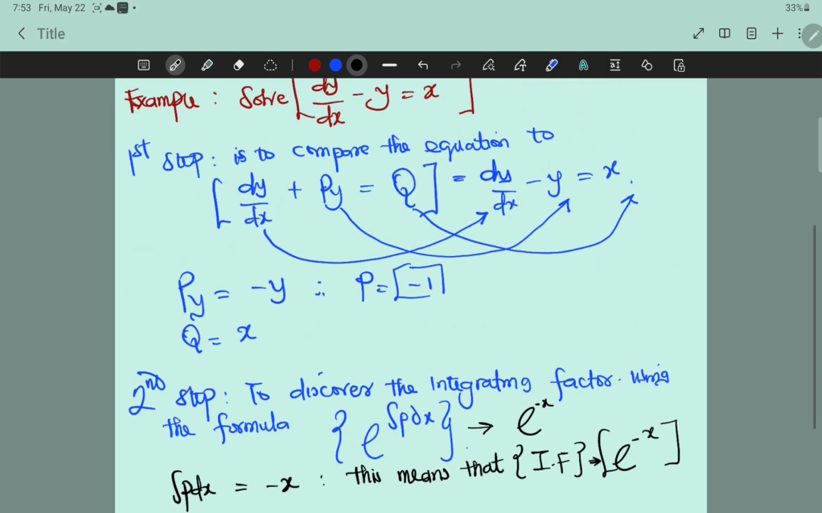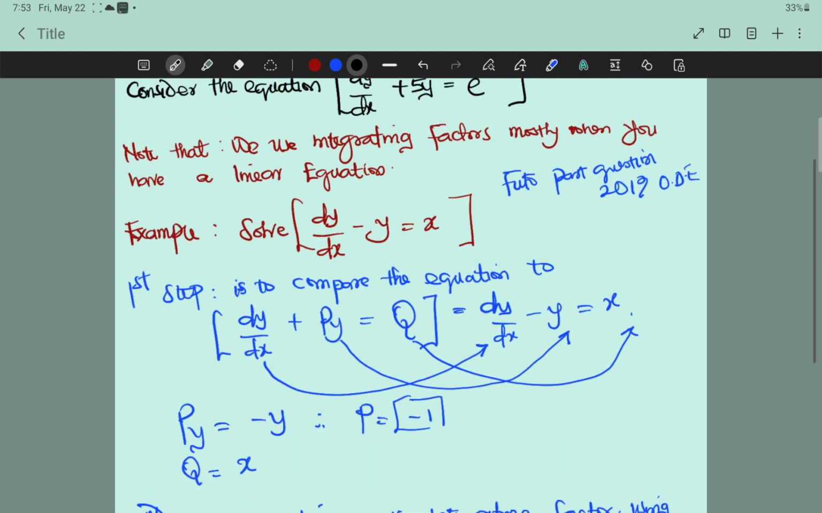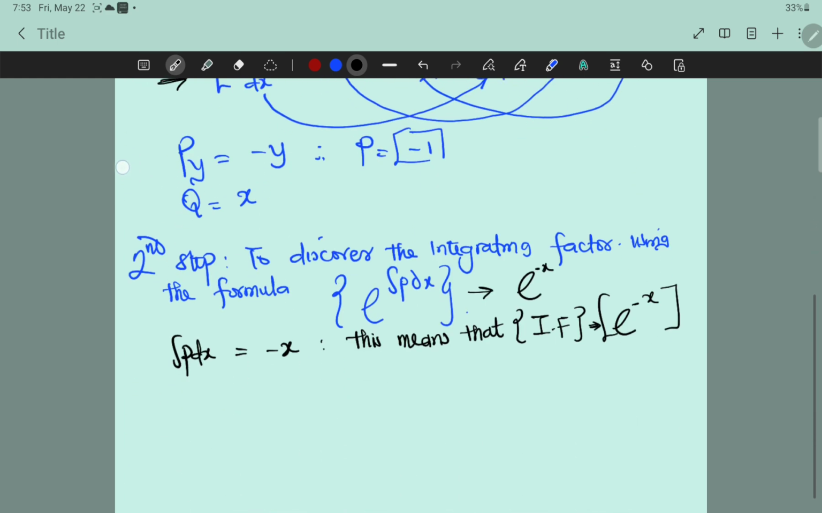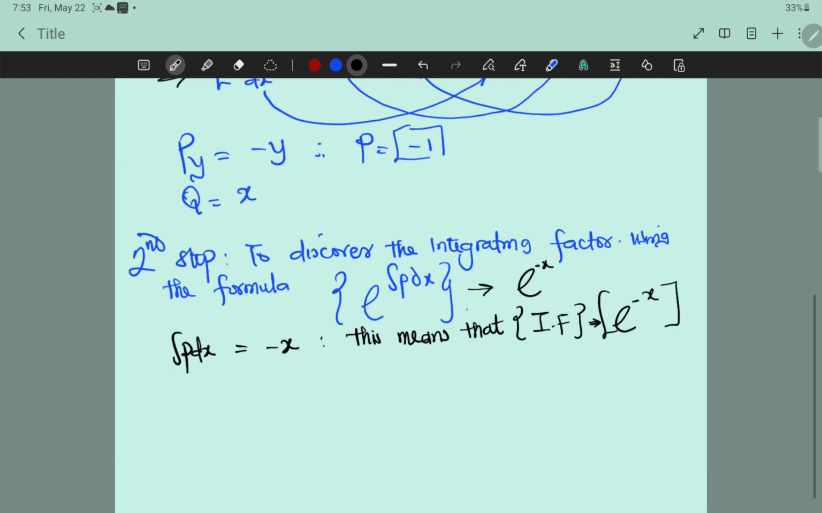So step 1 is to compare the equation. Whenever you see a function, you compare it to the standard equation given to you and derive your p and your q. Then step 2 is to discover the integrating factor by using the formula. Is that okay? All right.